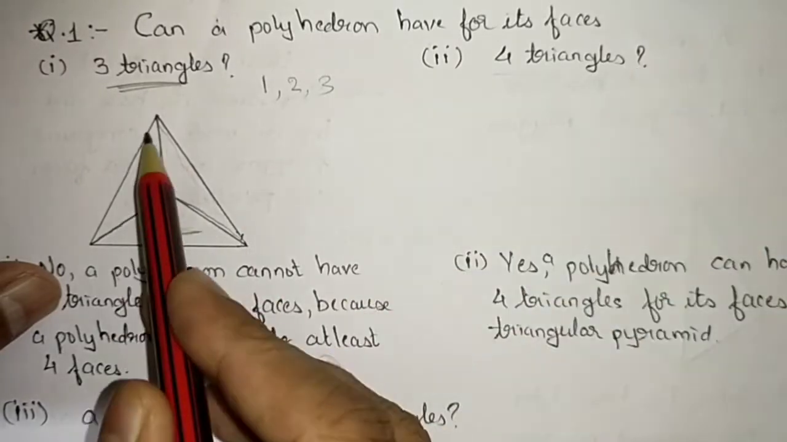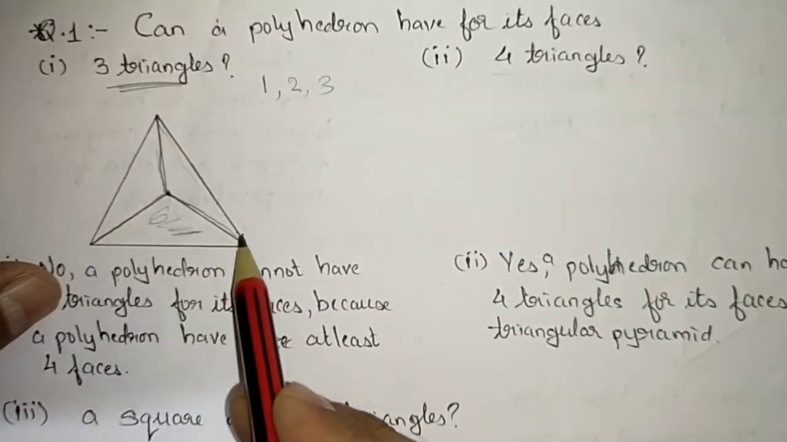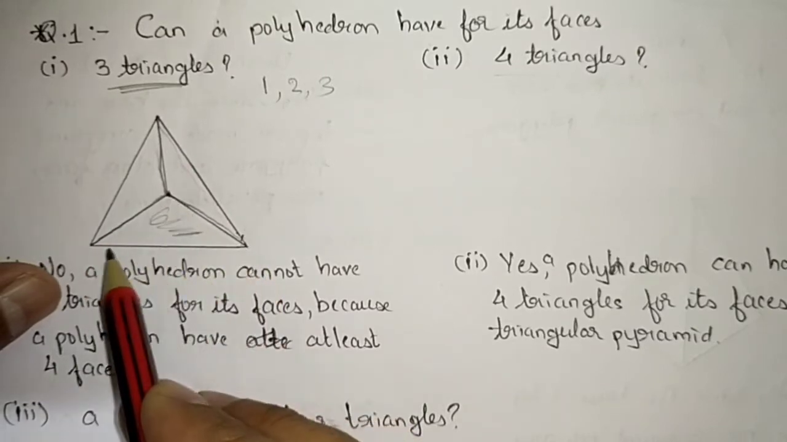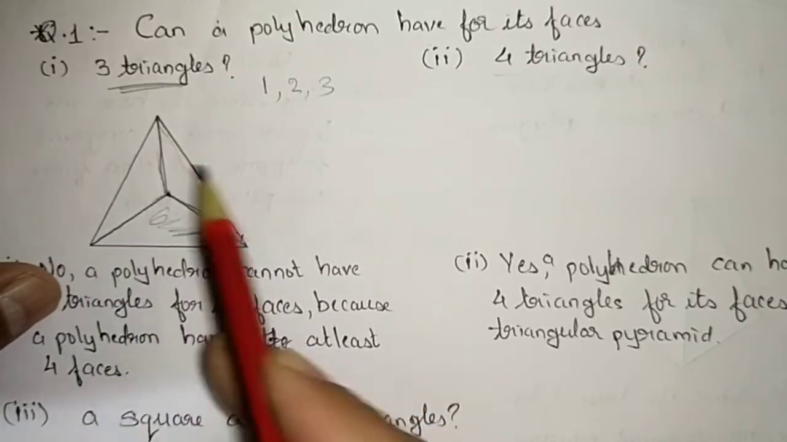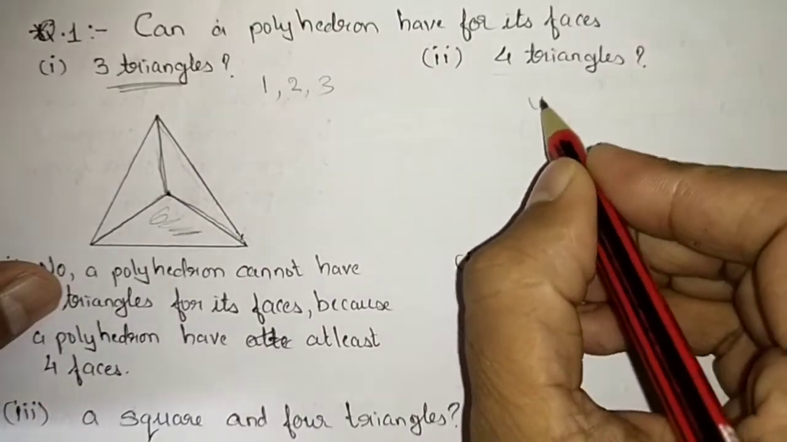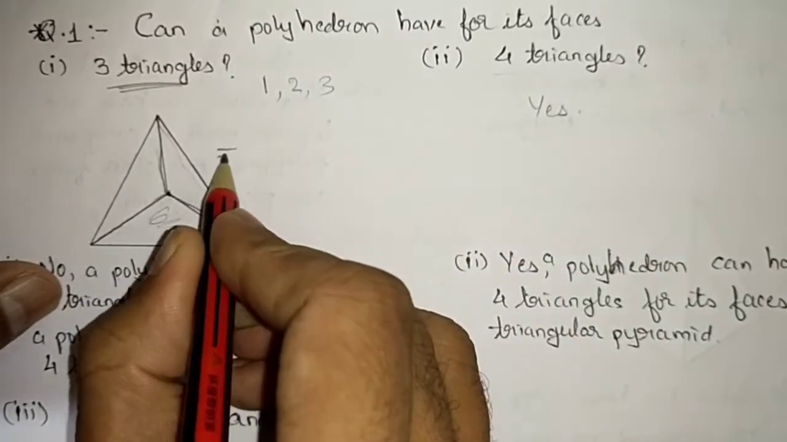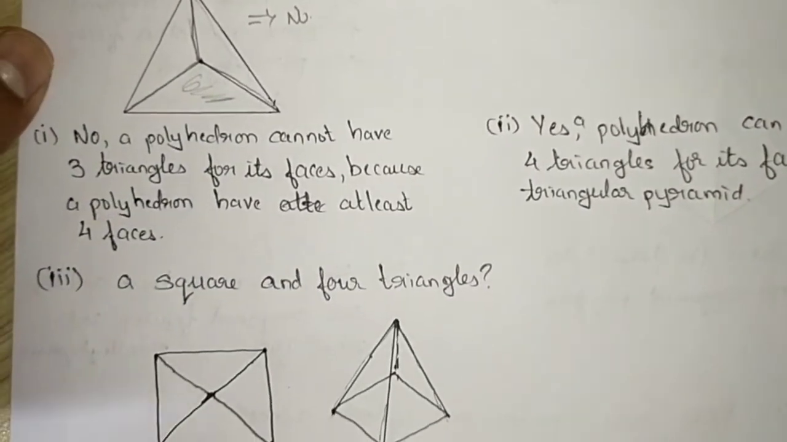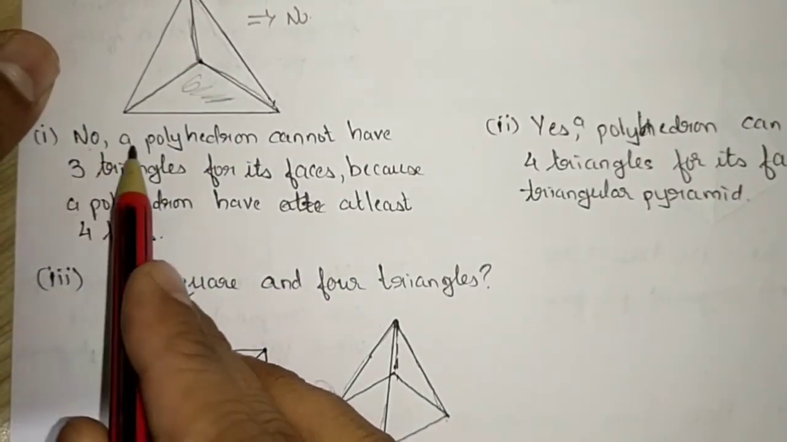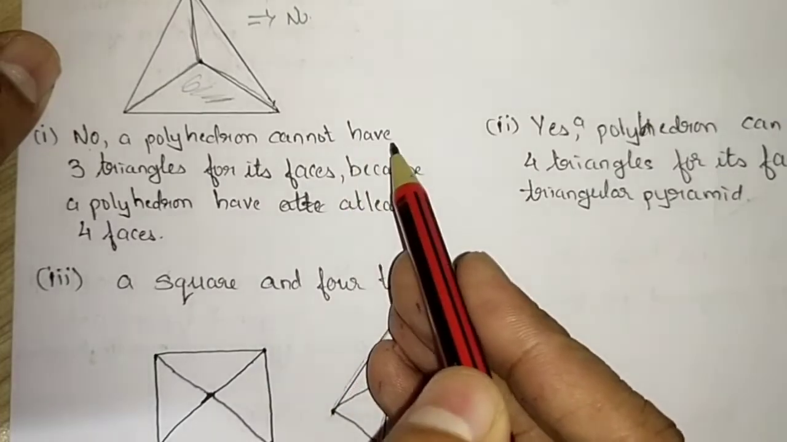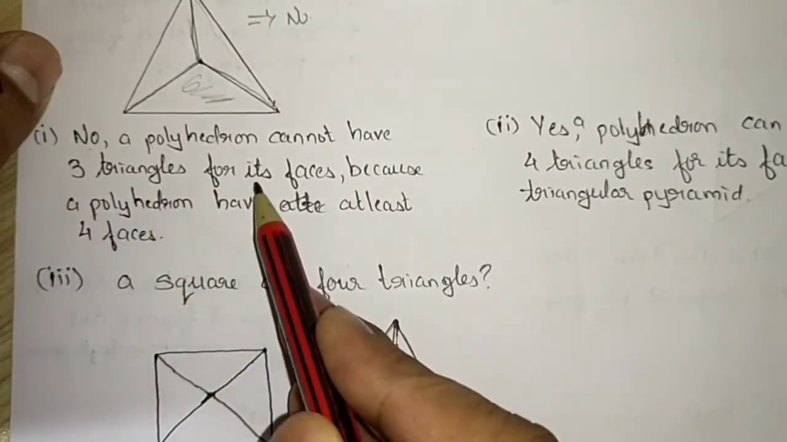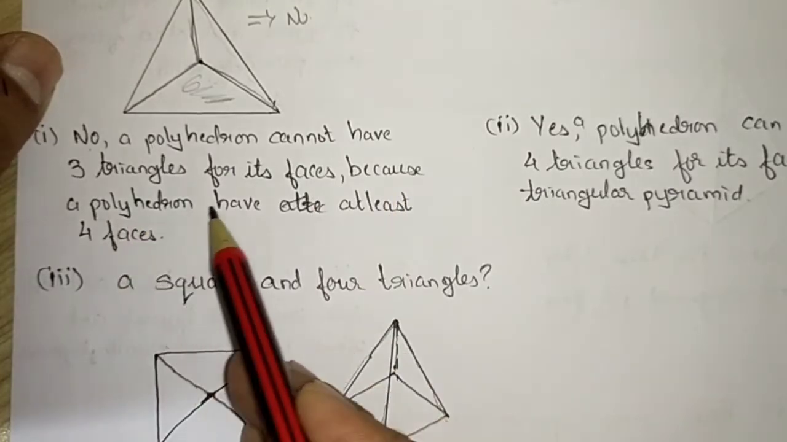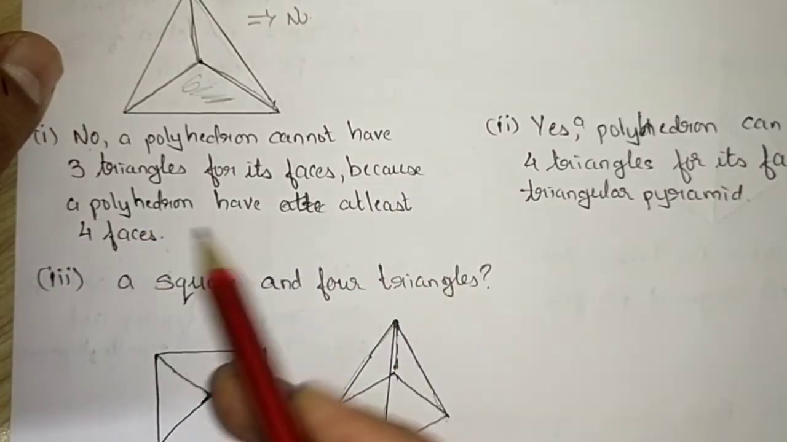Yes. Here is an example. 1, 2, 3 and 4. So yes, we can make. Here, no, we cannot make. Answer I have written. No, a polyhedron cannot have 3 triangles for its faces, because a polyhedron has at least 4 faces.